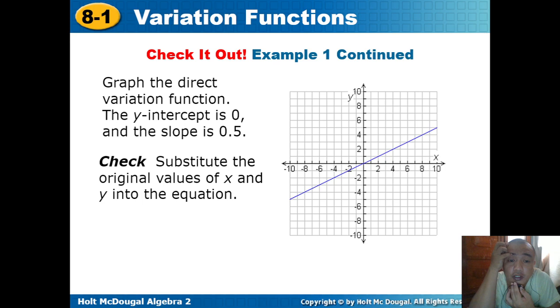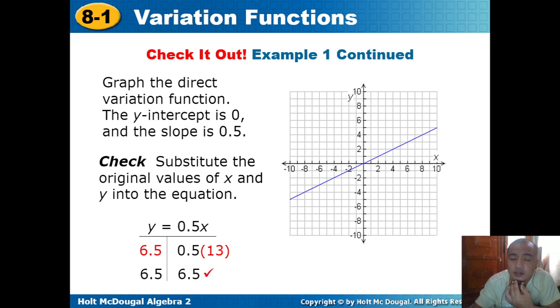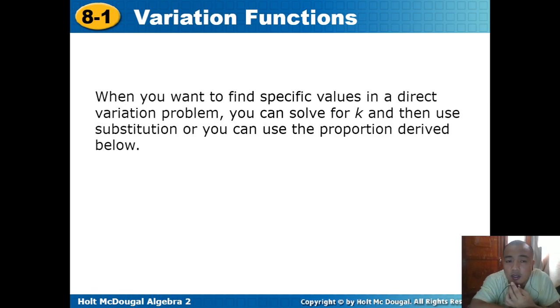Now substitute the original values of x and y into the equation. y equals 0.5x: 6.5 equals 0.5 times 13, so 6.5 equals 6.5. Check. Now, when you want to find specific values in a direct variation problem, you can solve for k and then use substitution, or you can use a proportion derived below.